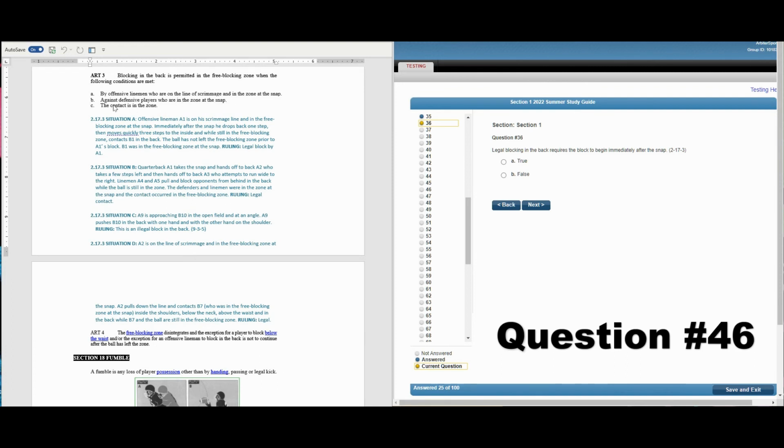So in other words, the free blocking zone has not disintegrated. The blocking in the back can only be done legally by the offense, and it has to be obviously against the defense, and all the people involved have to be in the zone at the snap. So there is no requirement for it to be immediate. That's the requirement for blocking below the waist. So the answer here is false.